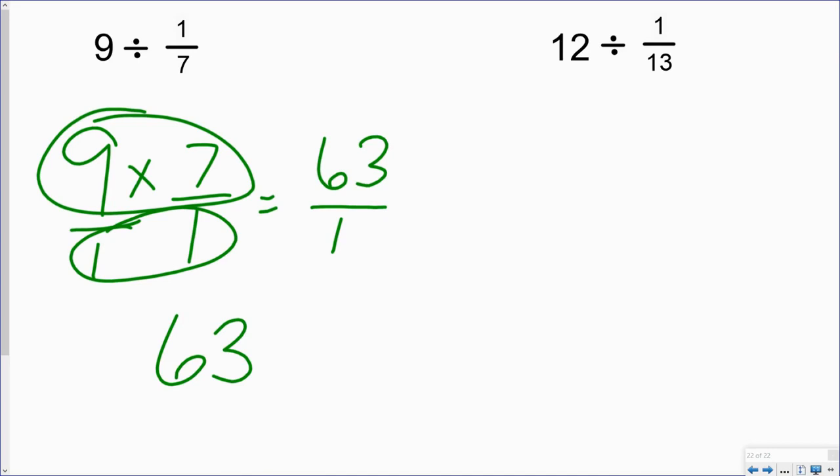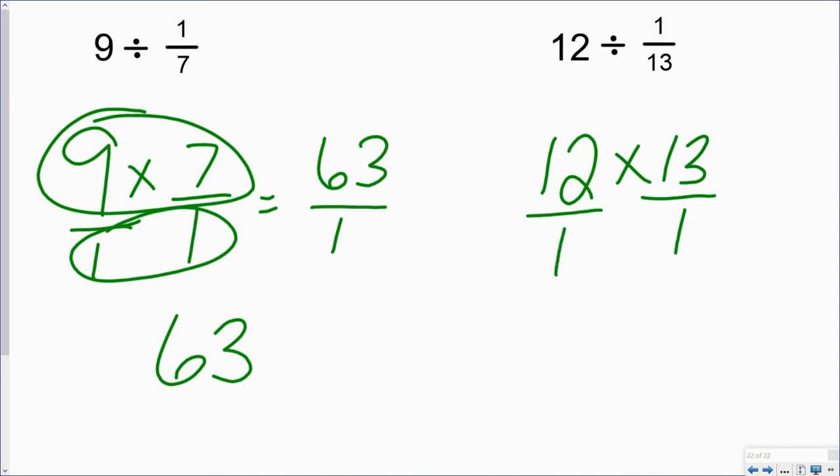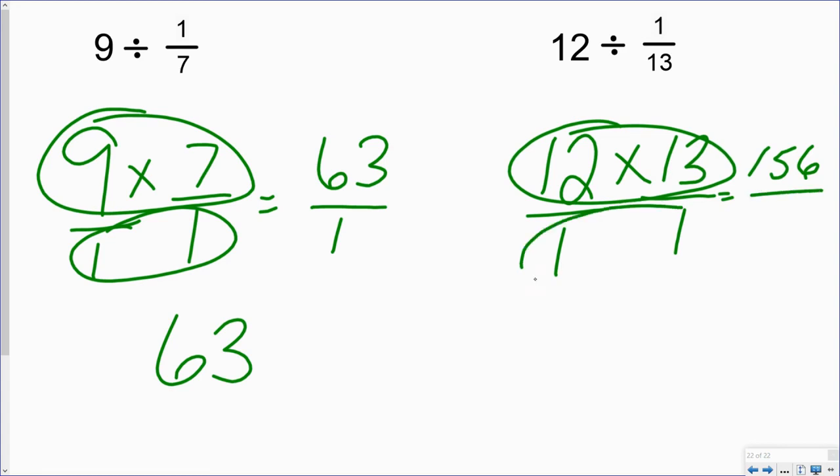And over here, 12 divided by 1/13, same idea. We're going to keep the 12. We're going to change the division to multiplication because of the multiplicative inverse. And then the inverse or reciprocal of 1/13 is 13/1. And we know again that 12 is 12/1. 12 times 13 is 156, and 1 multiplied by 1 is 1. And we know that 156/1 is 156.